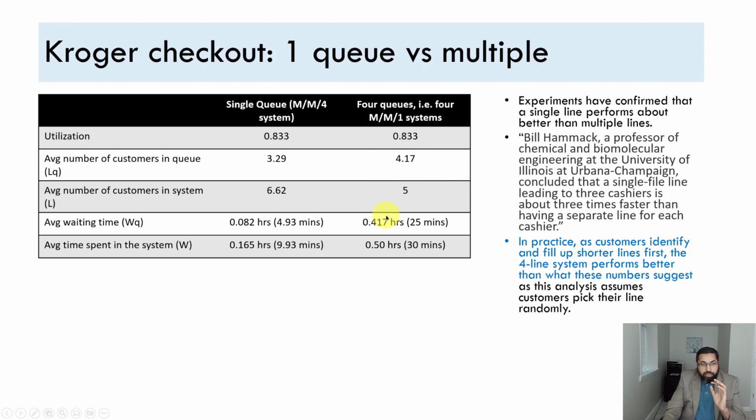Okay. And then you're going to have an average waiting time of 0.41 hours, which is about 25 minutes. And you're going to spend a total of 30 minutes in the system, waiting 25 minutes, and then 5 minutes being served by the cashier.